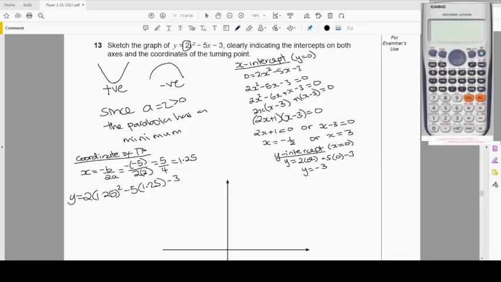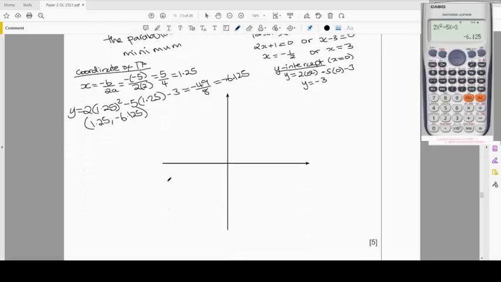And we can use the way I showed you now. You have 2, and then you put x squared minus 5x minus 3, and then you press calc and you put 1.25, and this is equal to -49 over 8, and as a decimal this is -6.125. Okay, so writing it as a coordinate, I have 1.25 comma -6.125. So now we're ready to plot these points on my axis.